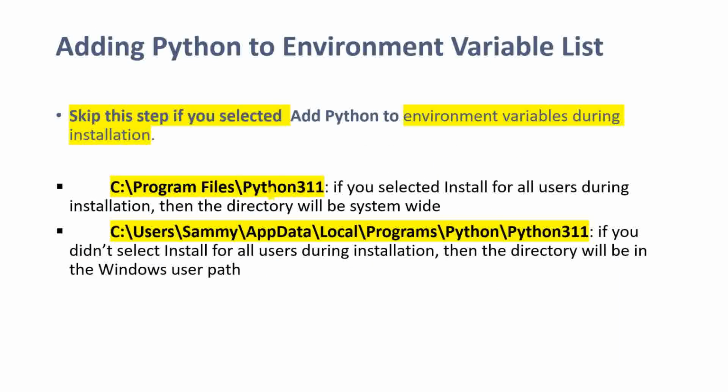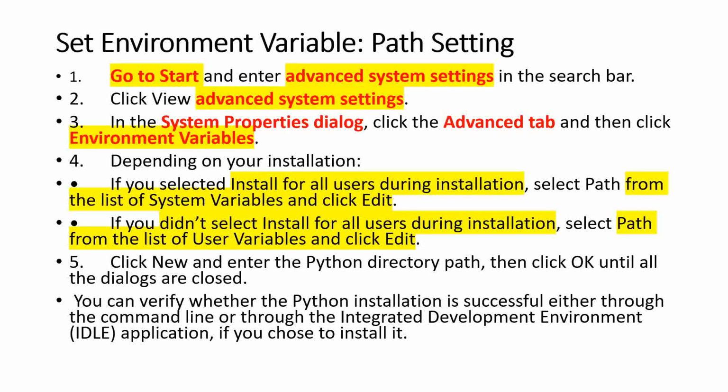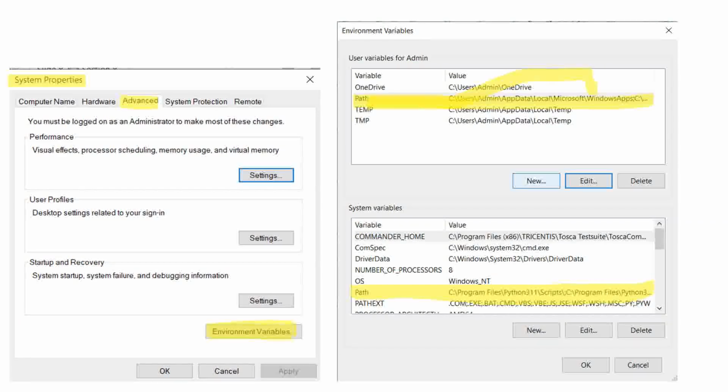For that, you have to set the environment variable or check the environment variable. In our case, the location of Python is C:\Program Files\Python 3.11. This path we have to set in the environment variable. For that, go to Start and write Advanced System Settings. This will invoke the System Properties dialog box. Under the System Properties dialog box, select the Advanced tab, and in the Advanced tab you select Environment Variables.